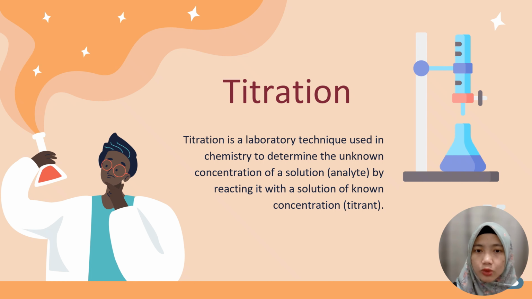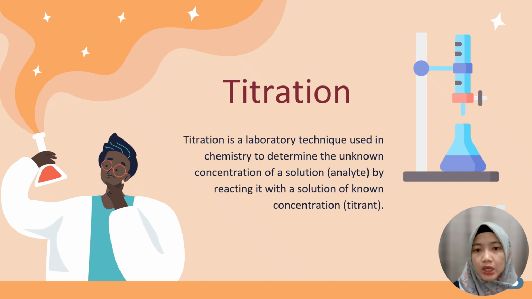Basically, in titration, you need to have 2 solutions. One solution is of unknown concentration, and another one, you need to have a solution of known concentration. For example, you want to determine the vitamin C in fruit juices.